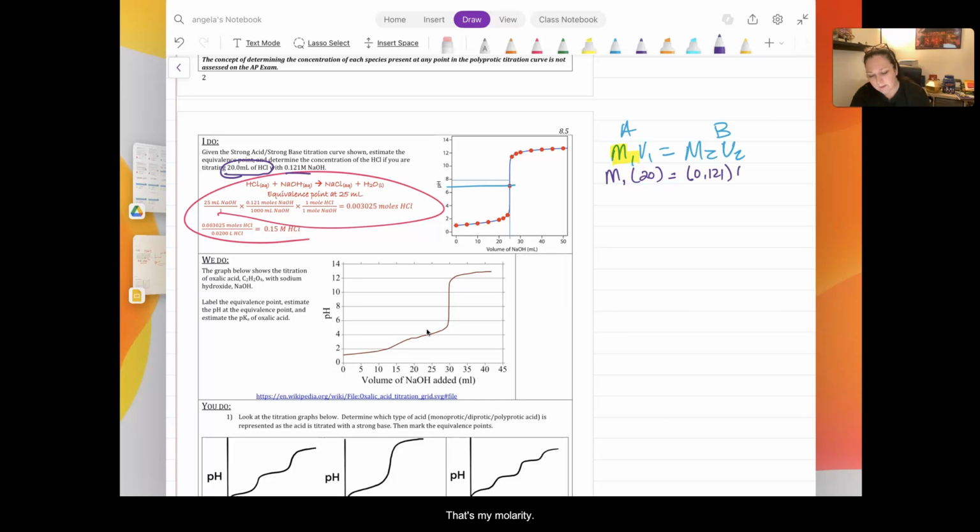0.121. That's my molarity. And I need the volume of the base. They didn't tell me. Yes, they did. Look at the graph. It's on the graph. At the equivalence point, that's where my moles of acid equal my moles of base. That's the only time this is going to work. This formula doesn't work any other time. It has to be at the equivalence point, where they're equal to each other. So I need my volume here, and my volume halfway between 20 and 30 mL is going to be 25.